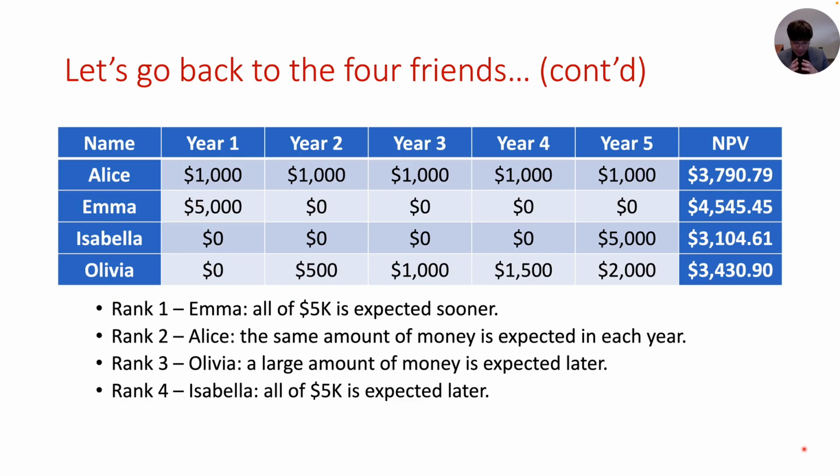So, in sum, Emma is the most valuable, followed by Alice and Olivier, and Isabella is the least valuable, even though all of them are expected to spend the same face value of money over the years. And why? Because of the value of time. The later the money is expected, the more the value is discounted. Emma is expected to spend all of $5,000 sooner, so she is the most valuable. But Isabella is expected to spend all of it later, so she is the least valuable.